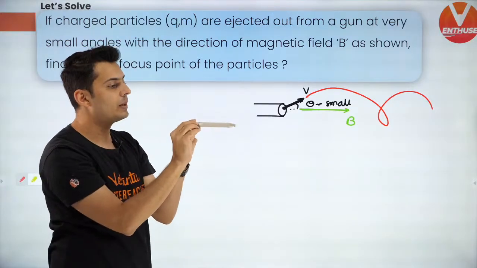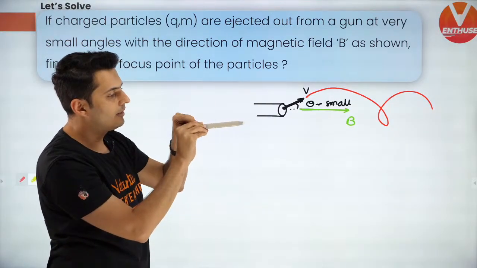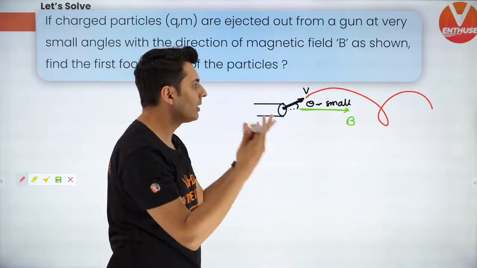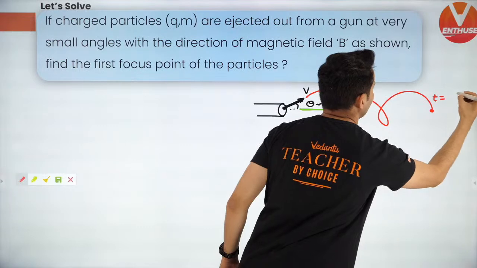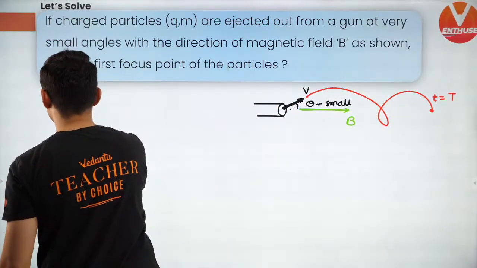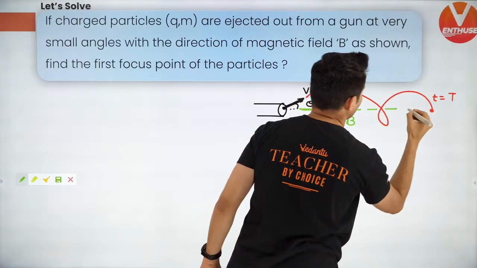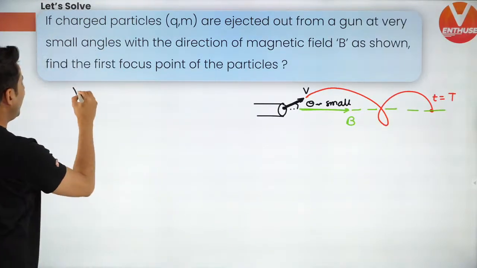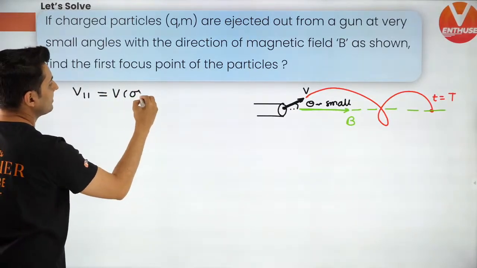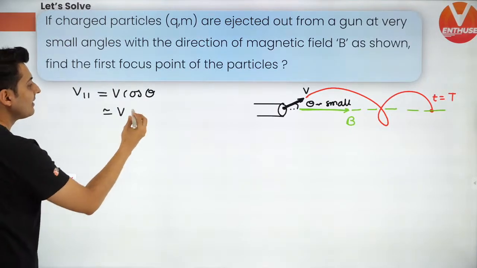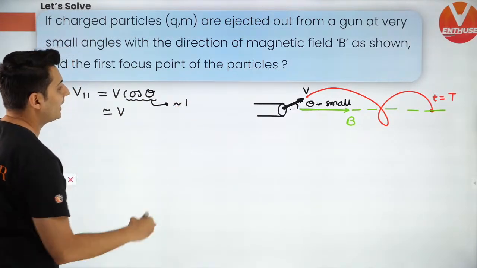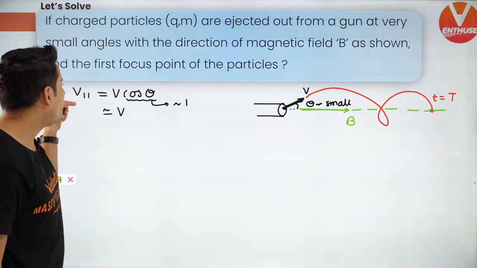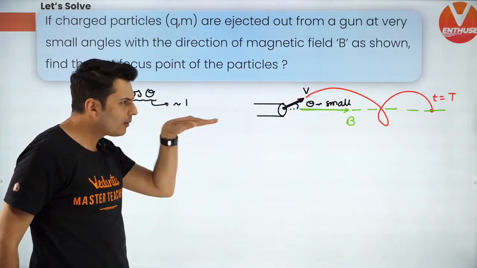Can you visualize this? Imagine this to be the straight line magnetic field. They are thrown at an angle. They will go like this and come back on the same straight line exactly after one time period. I hope you are able to visualize this. Now think about it. Their velocity parallel to the field, which is V cos theta, will be approximately V. Reason? Cos theta is approximately 1. Remember, cos of 0 is how much? 1. Cos of 1 degree, 1. Cos of 2 degrees, almost 1. So all of them have almost the same velocity in this direction.